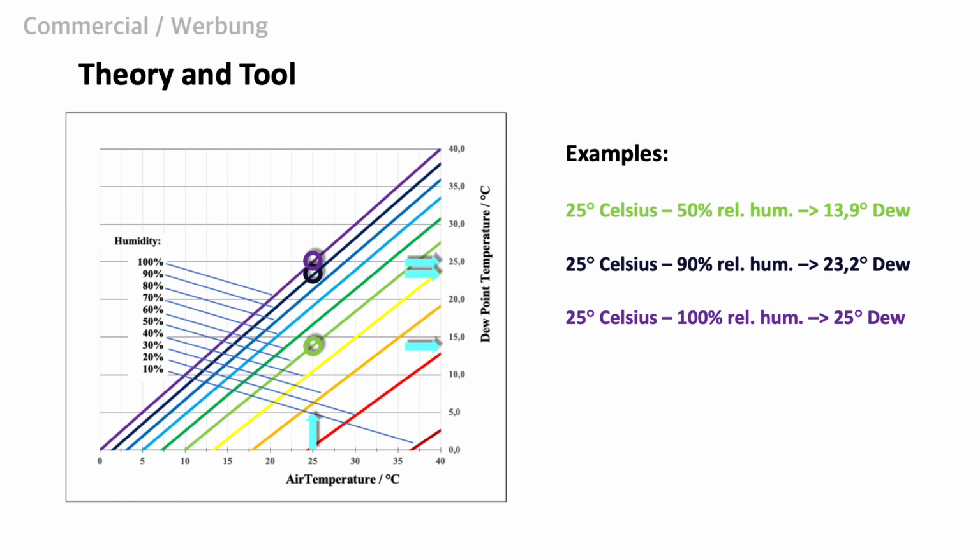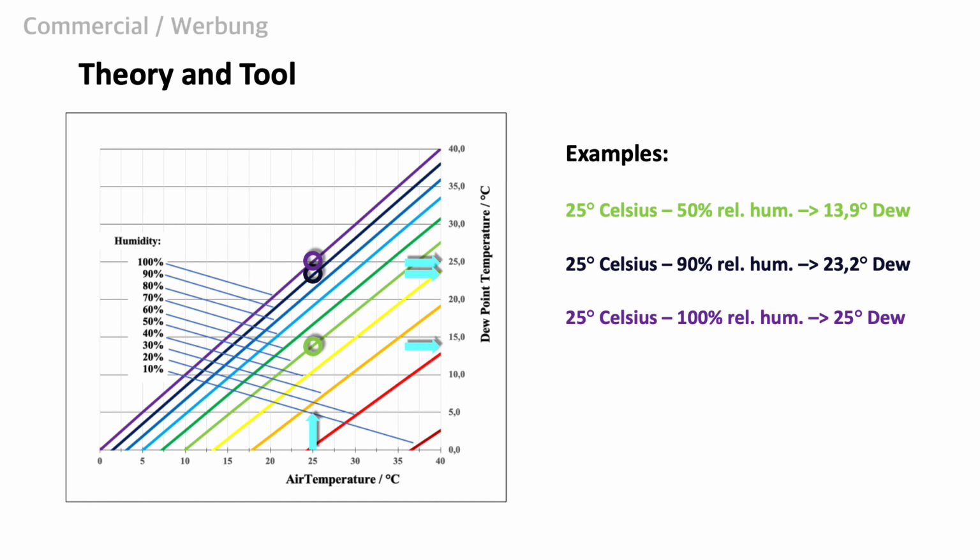We make some examples. Let's assume that we have an air temperature of 25 degrees Celsius and a relative humidity of 50%, which corresponds to the light green line in the chart. Then we can derive from the chart that the dew point temperature on a surface would be 13.9 degrees Celsius.